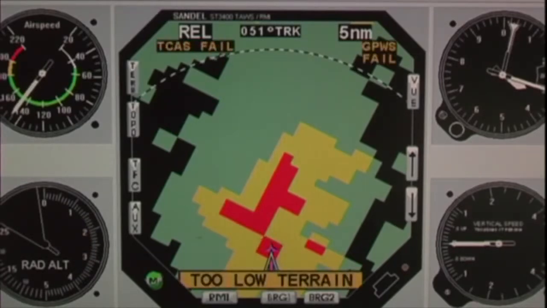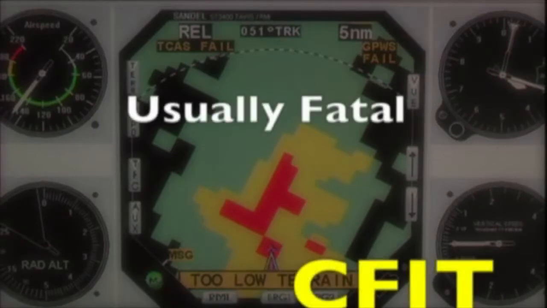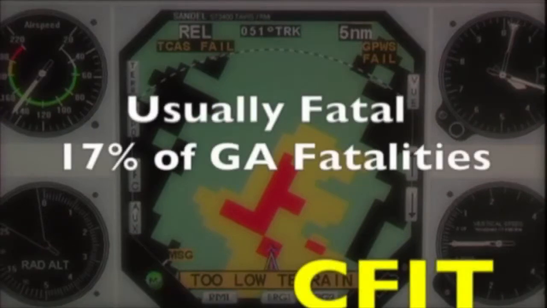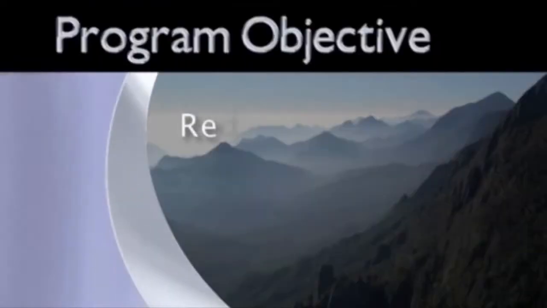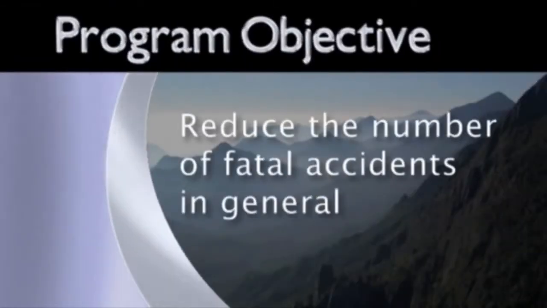Too low, terrain. CFIT accidents are usually fatal and account for 17% of all general aviation fatalities. This program is about helping you identify the issues and the solutions that will help make us all better aviators. The overall goal of the Safer Skies program is to reduce the number of fatal accidents in general aviation.